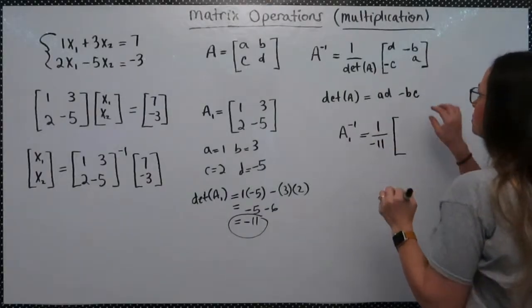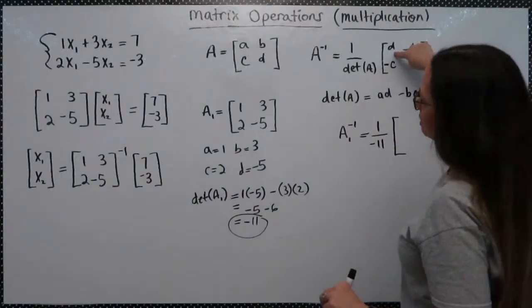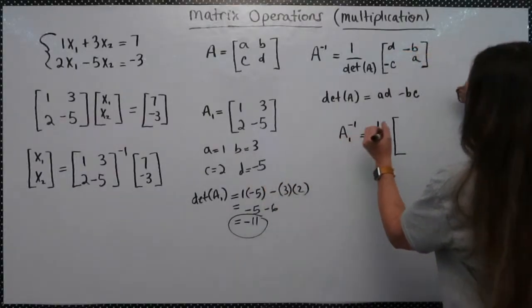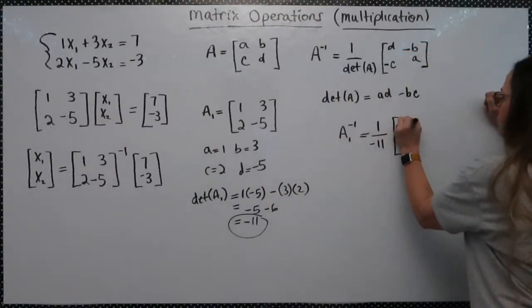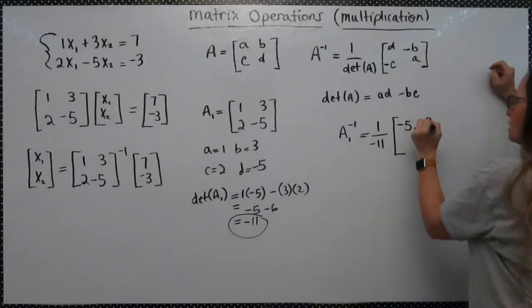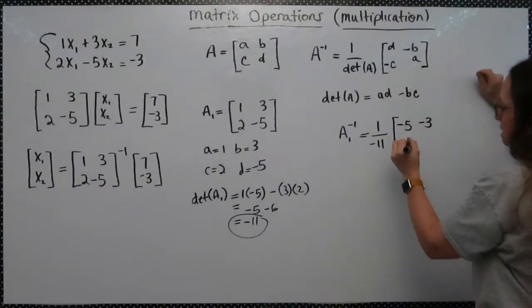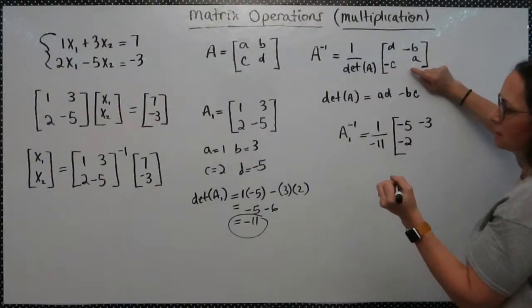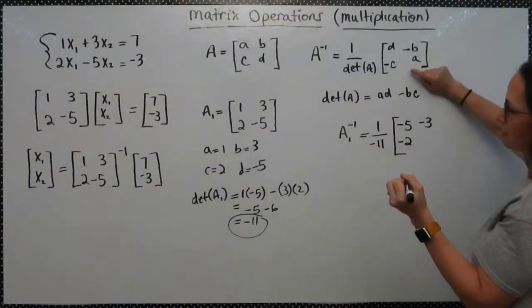times this matrix. So it's D, which is -5. Opposite of B is -3. Opposite of C is -2. And A was 1.